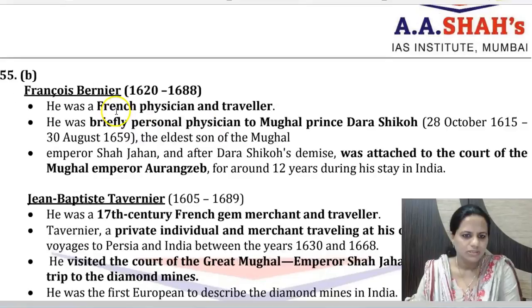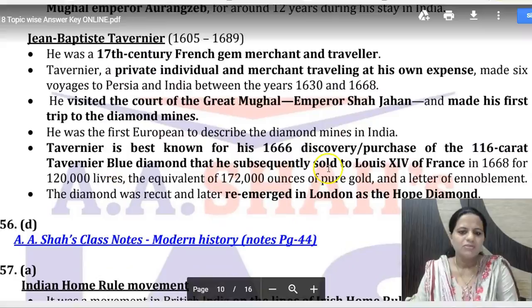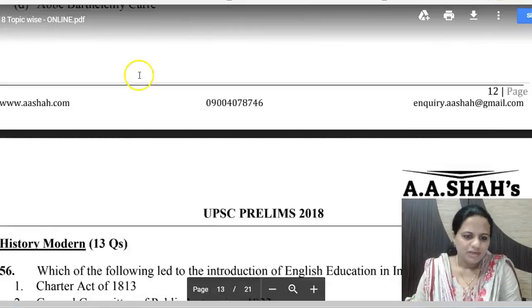So here you can see Jean Baptiste Tavernier, a French gem merchant in the court of Mughal, visited the court of Mughal Emperor Shahjahan. He is best known for his purchase or discovery of the Tavernier blue diamond. It's known as the Hope diamond, presently in London. So of course this is a difficult question.